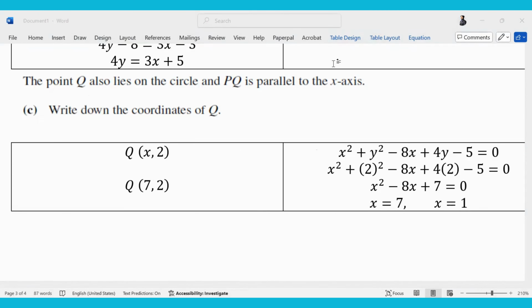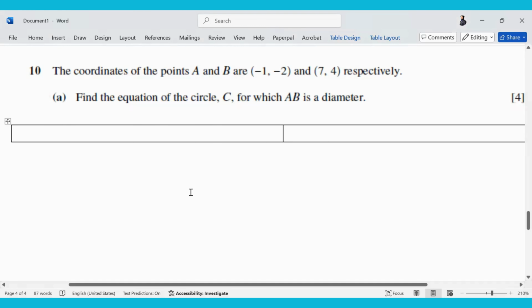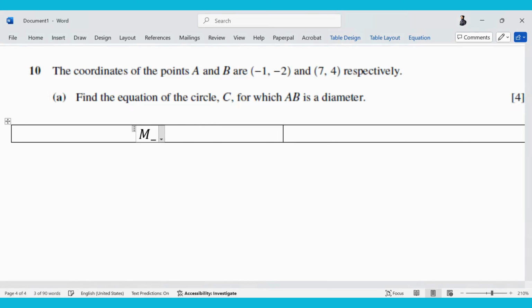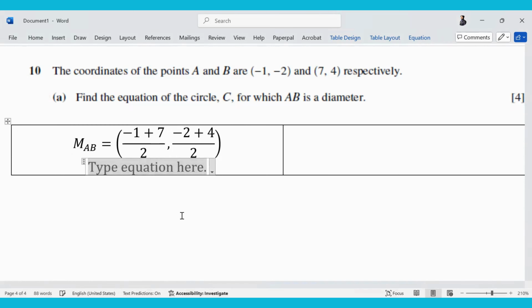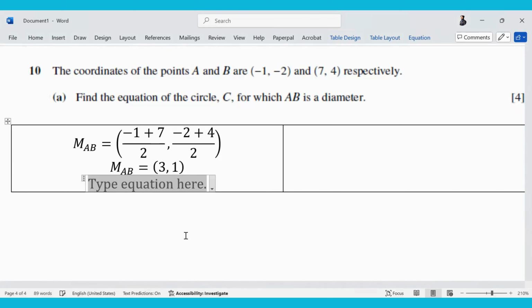अभी समझ जाता. Okay, class, the coordinates of A and B are this. Equation of the circle C. Remember, C is not the center. The entire circle is being called C, for which AB is the diameter. So I can find the midpoint of AB. Minus 1 plus 7 upon 2. What is the midpoint of AB? Minus 3, 1. And then I can find the length of AB.